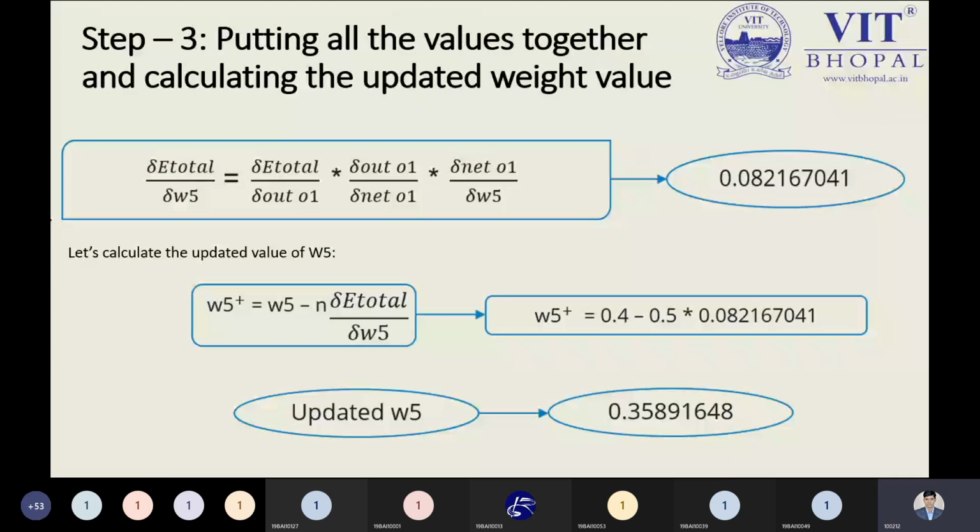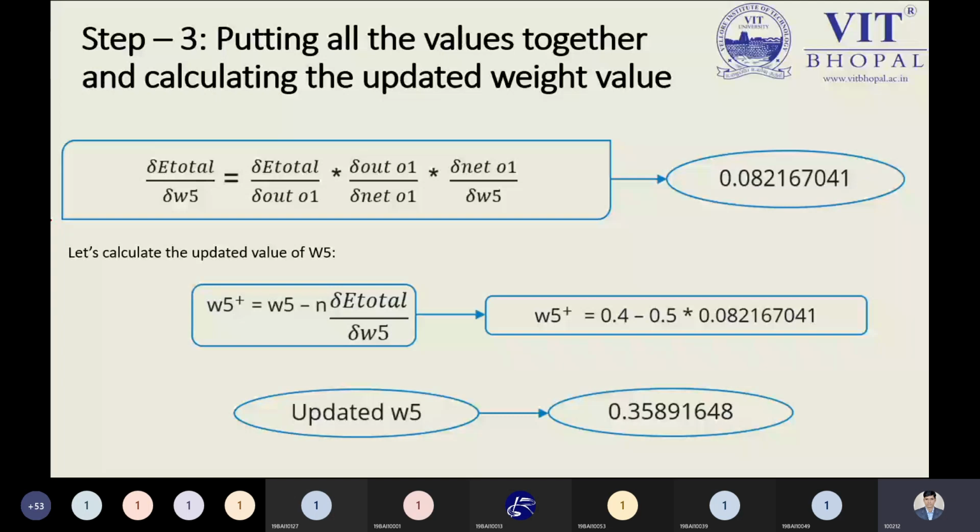You can note down the partial derivative of E total with respect to W5 is equal to the partial derivative of E total with respect to out O1, multiplied by the partial derivative of out O1 with respect to net O1, and multiplied by the partial derivative of net O1 with respect to W5. So put all these values as we have calculated and we will get this formula.